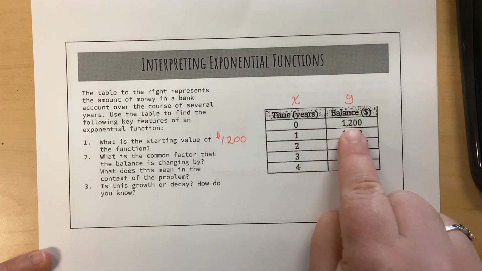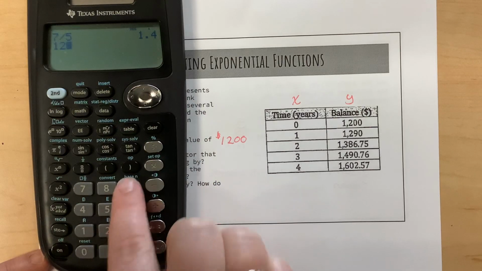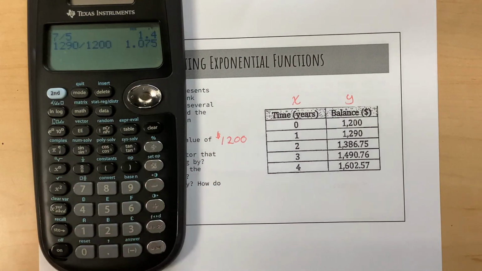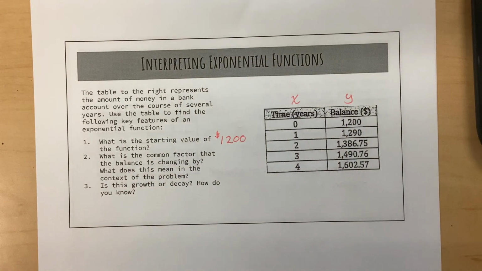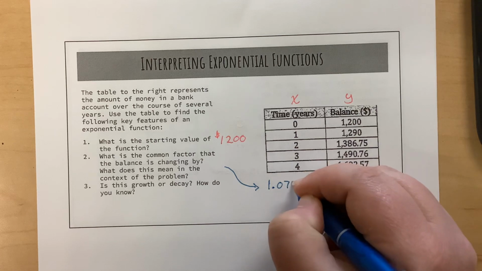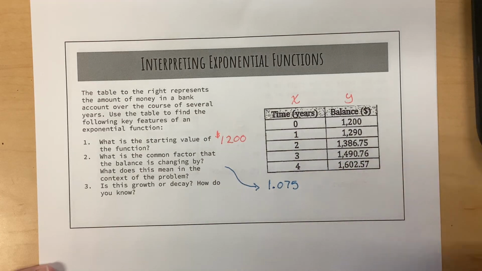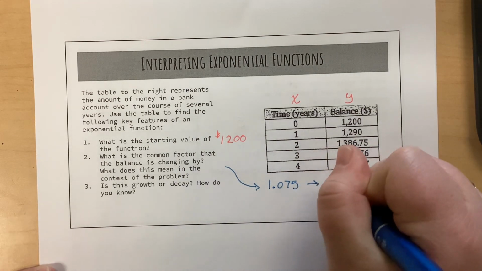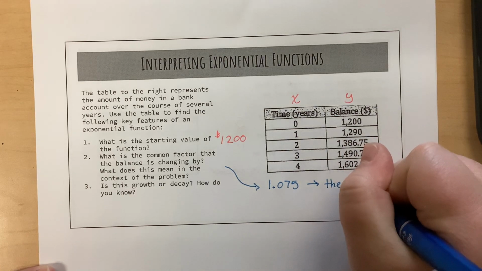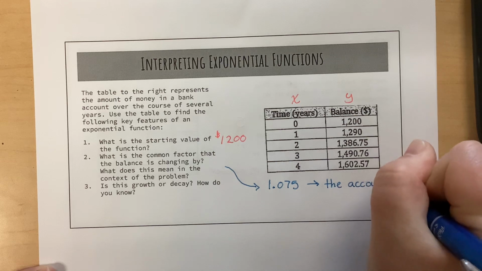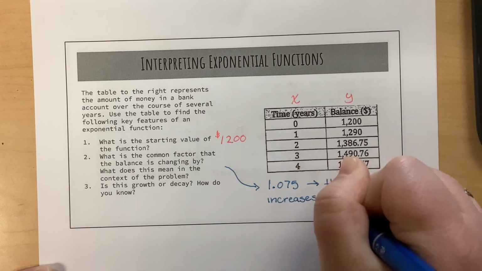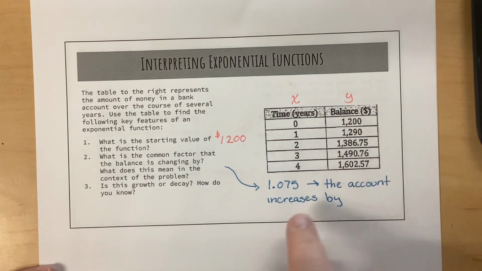We're going to take 1290 and divide by 1200. So 1290 divided by 1200 is 1.075. Okay, so we're just going to draw an arrow here. So it's 1.075, which means that the account, first of all, it's increasing because this is bigger than 1. So increases by, and remember, you have to figure out what that percent is.